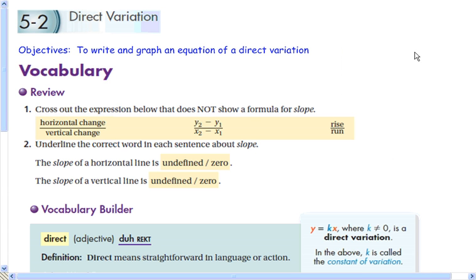All right, this is lesson 5.2, direct variation. What we're going to do is learn how to write and graph an equation of a direct variation. A direct variation, just so you know, is a linear relationship, a linear function, and it's a pretty simple form of one.